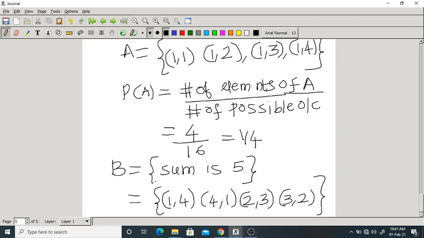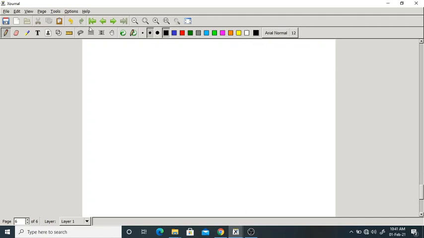The number of elements of B by the total number of possible outcomes of the experiment, 4 by 16. Again that is also 4 by 16. So the probability of B is also equal to 4 by 16, that equals 1 by 4.